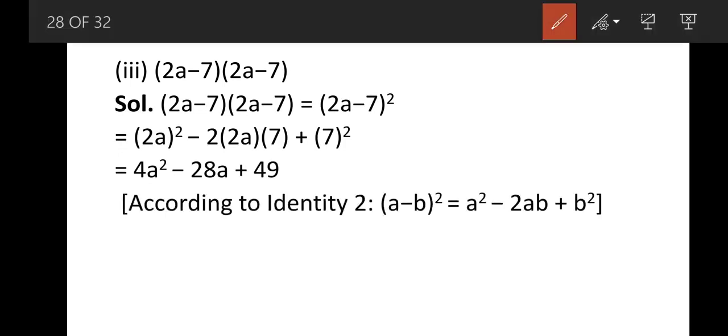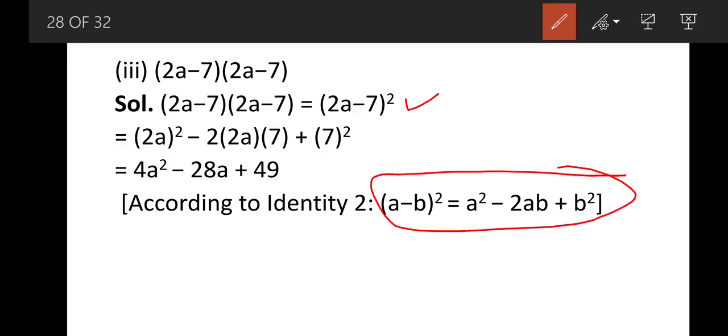Dear children, in these questions you are supposed to find out which identity is to be used and simply use that particular identity and get the answer. (2a − 7) can be written as (2a − 7) whole square. Now as a minus sign is present and we have identity number 2 in which minus sign is present, this is your identity number 2. So here a equals 2a and b equals 7. Already a negative sign is there in the identity, so I will be writing b as 7 only.